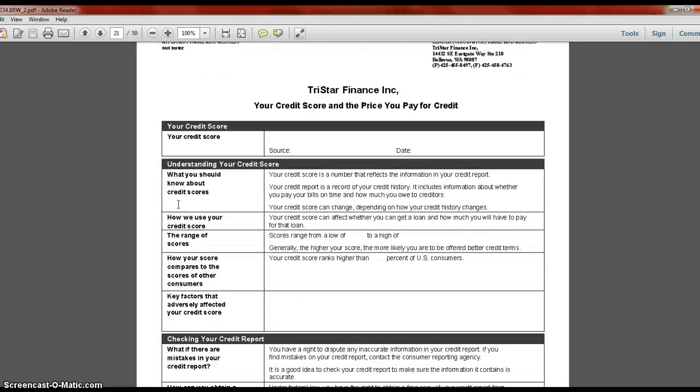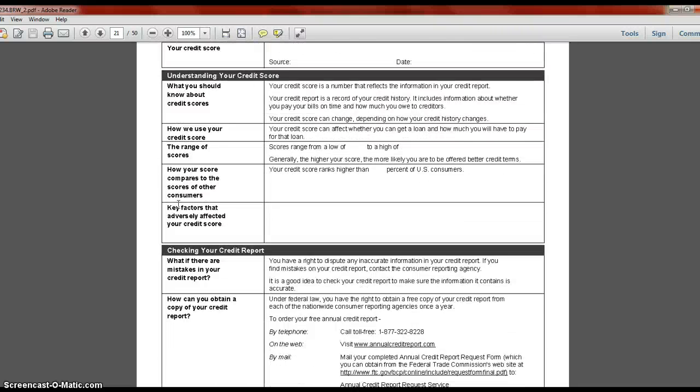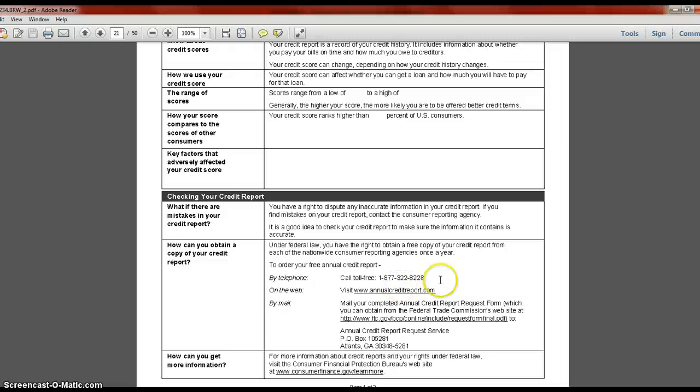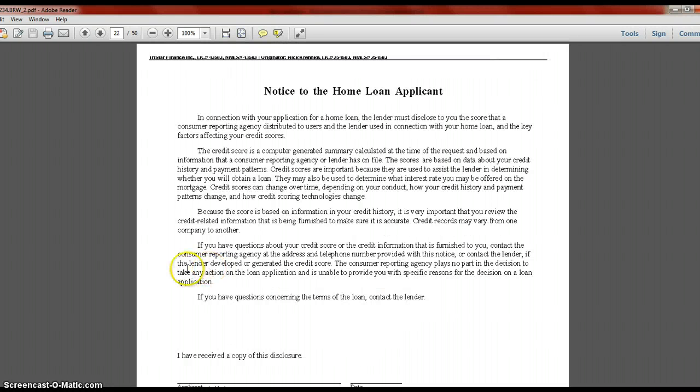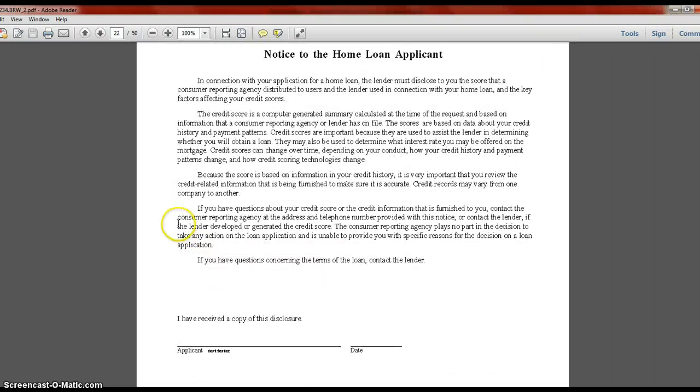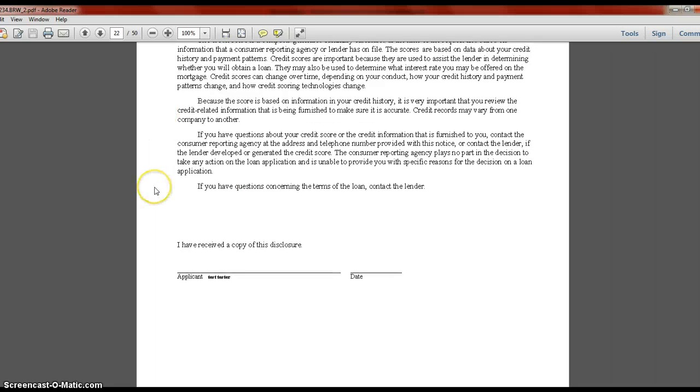Okay, and then this is just your information about your credit score, you know, how you could get your free once a year credit report, things like that. Know where to sign here. And this is just the second page of that credit report addendum. So you do sign here that says I received this.